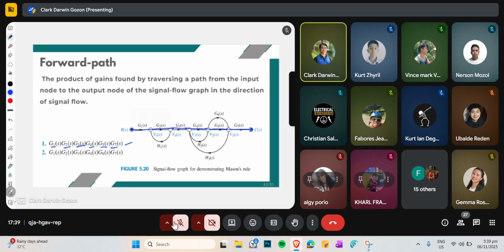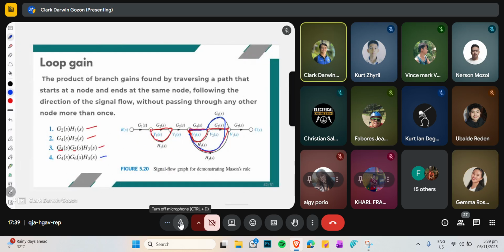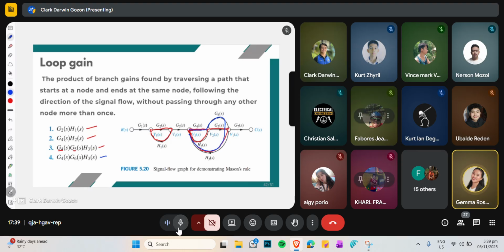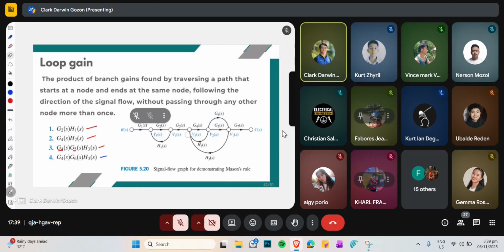Yes, Gemma. Sa question na ni. Sige, balik ko na. Minaw balik ha.